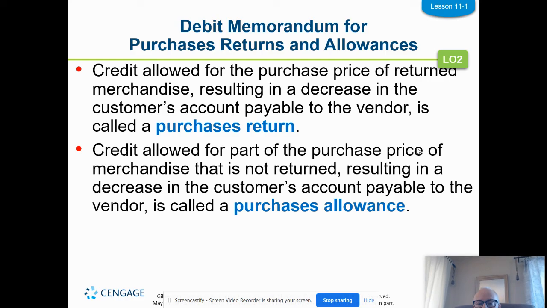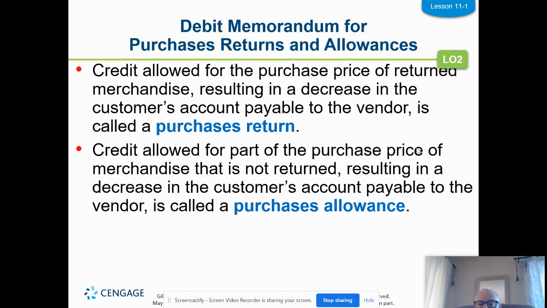Now let's think about why we would do these things. What are some circumstances that would force us to return merchandise product that we'd received? Obviously, it's damaged. It's not the right kind. We received too much. All kinds of different things, right? Well, why might we be credited by the vendor for stuff that we bought, but we never returned it?